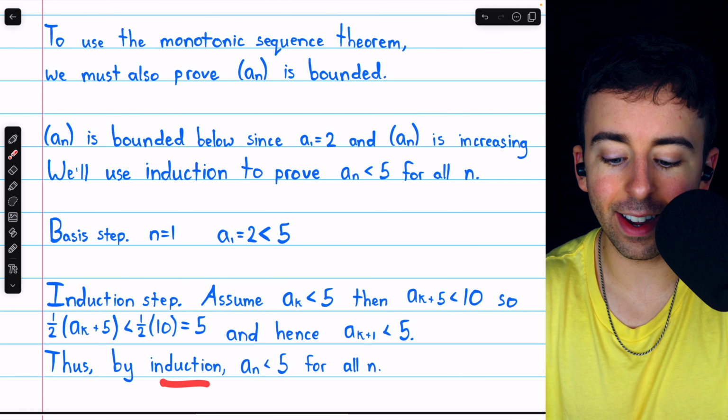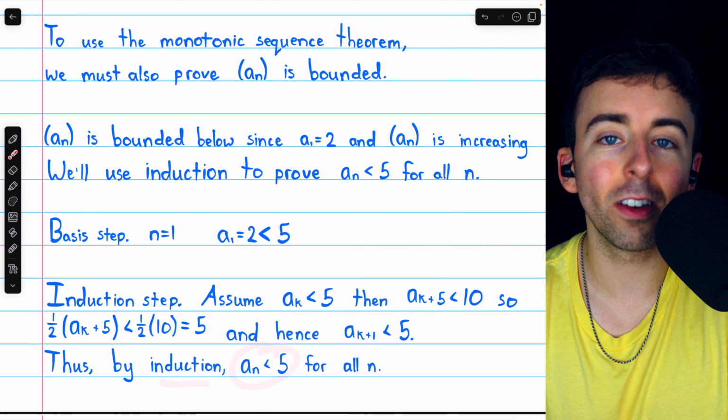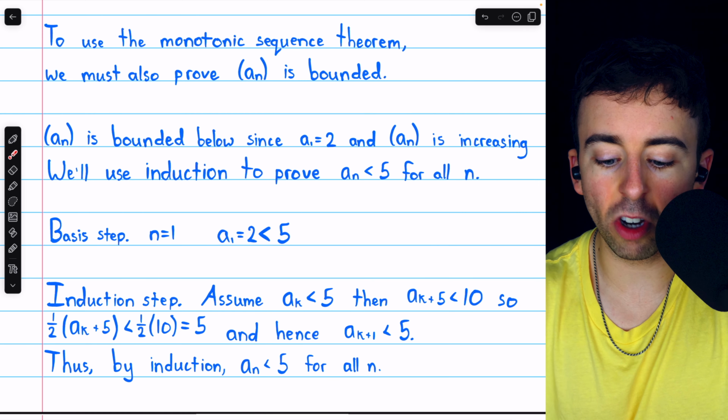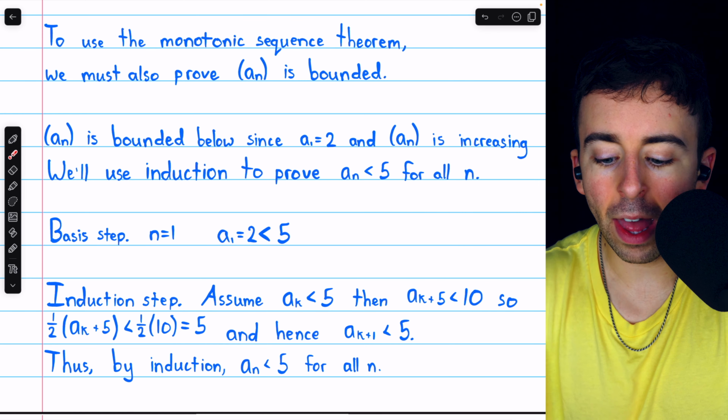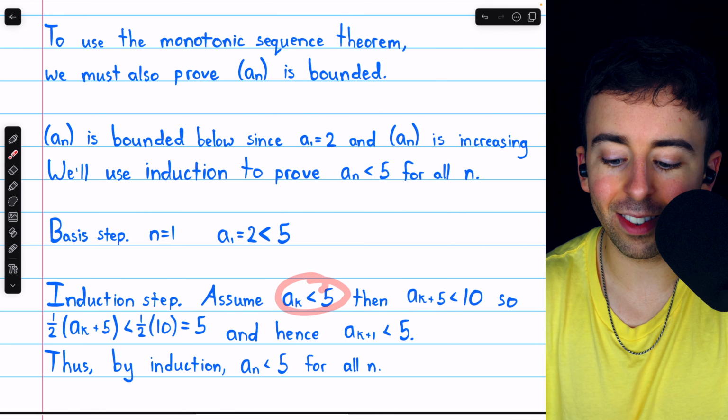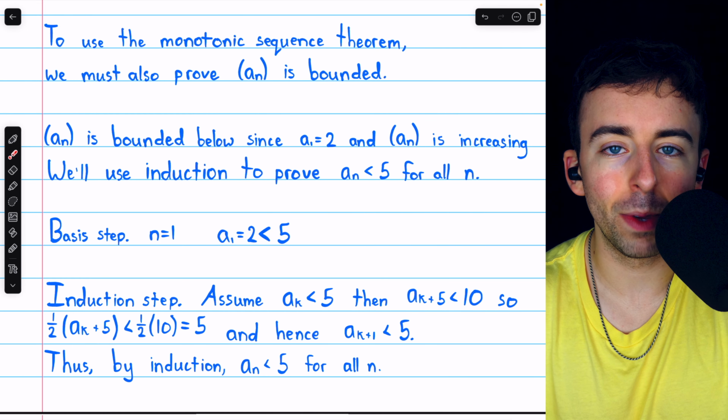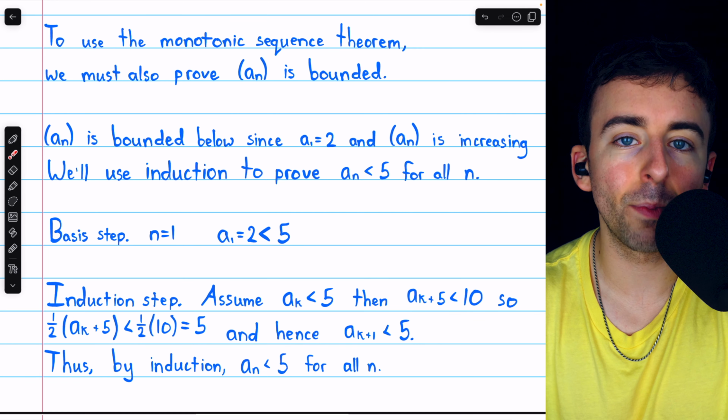So this means that a_(k+1) is in fact less than 5. And thus, by induction, all terms of the sequence are less than 5. We showed that the first term is less than 5, and we showed that if some term is less than 5, the next term must be also. So indeed, it's bounded above.